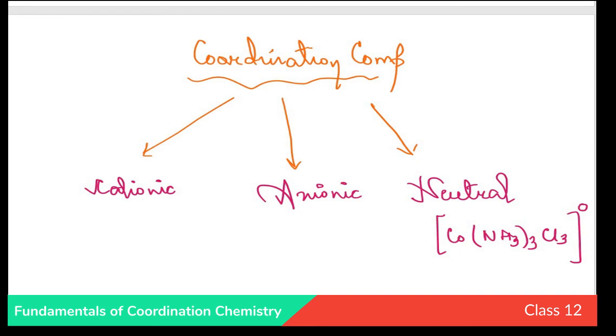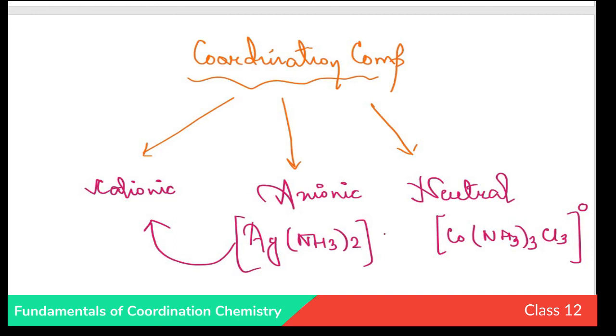For cationic complexes, what can we write? Suppose [Ag(NH3)2]Cl. Sorry. Suppose I'm writing Cl minus. Okay? So this Cl minus is the negative part. So in order to make the whole compound neutral, the coordination sphere should be +1. Now, since the coordination sphere gets a charge of +1, we would refer to it as a cationic sphere.